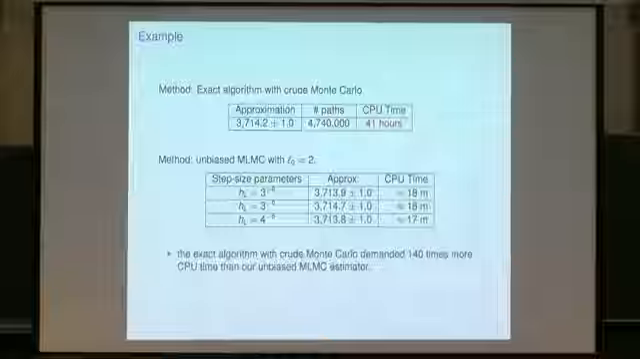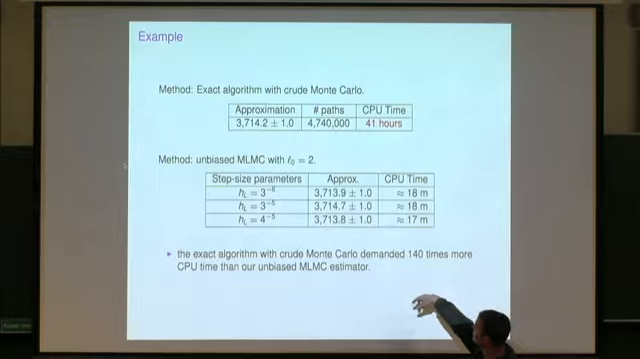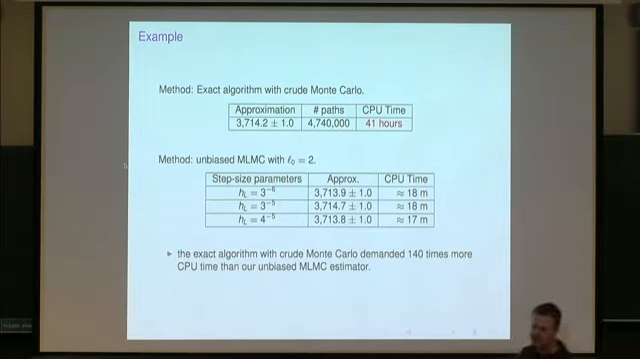For unbiased multi-level Monte Carlo with different parameters, I ran it multiple times. This is just whatever the finest resolution I chose at that moment was. They always gave, obviously, the right answer, and you reduce your time from like 41 hours to like 15 minutes. So it really works in practice. In general, MLMC is a great idea.